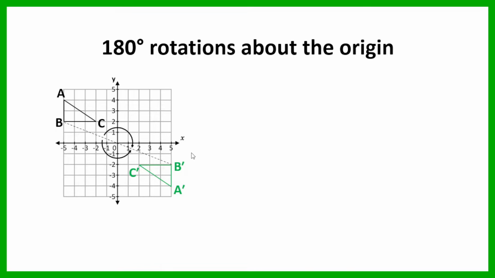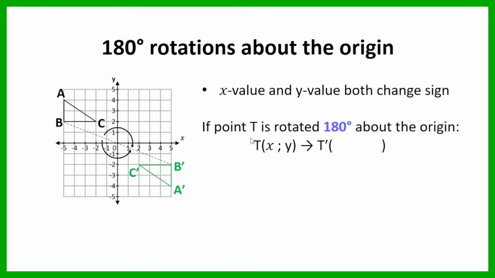For a 180-degree rotation, the x and y values both change sign and they don't switch places. Okay, so our rule looks like this. If you've got point T, which is rotated 180 degrees about the origin, then x is going to be multiplied by -1, giving you -x, and y is also going to be multiplied by -1, giving you -y, because they both change sign. So you're going to have (-x, -y).